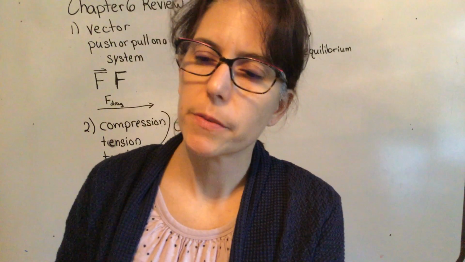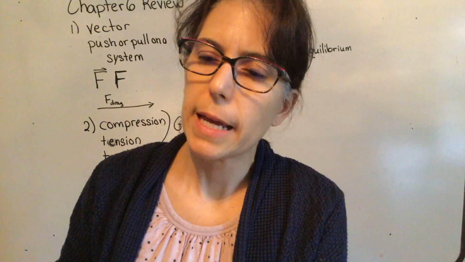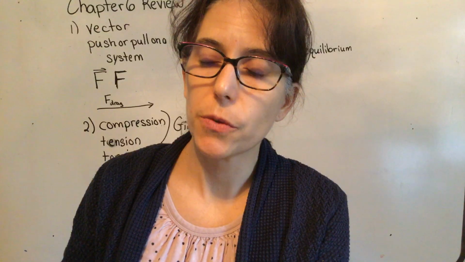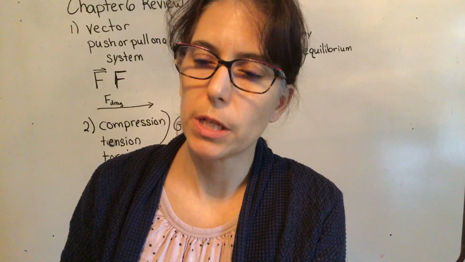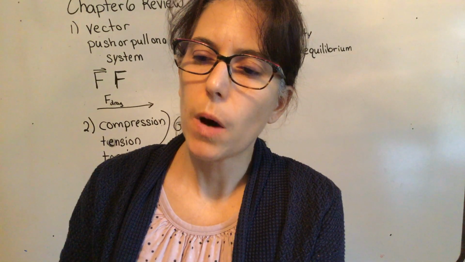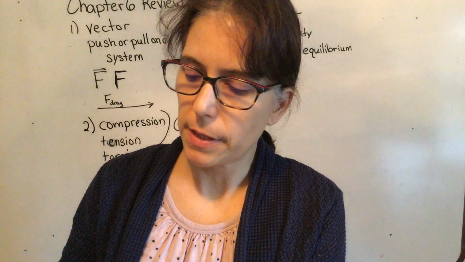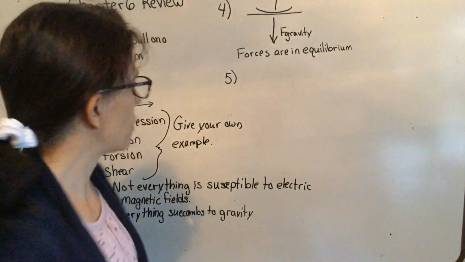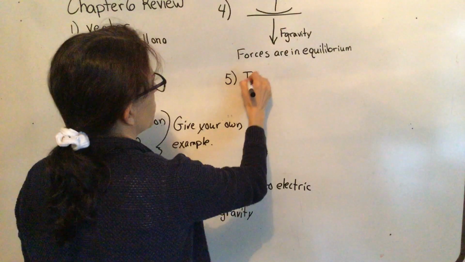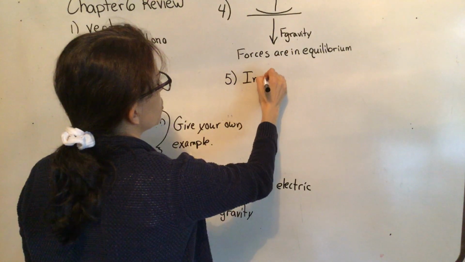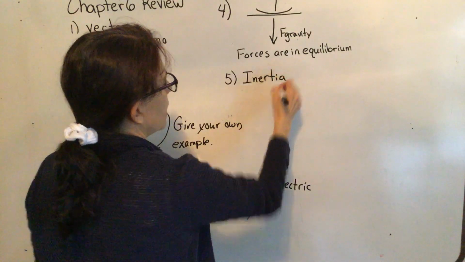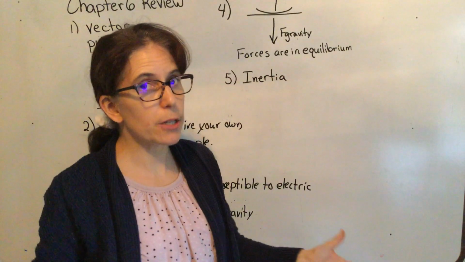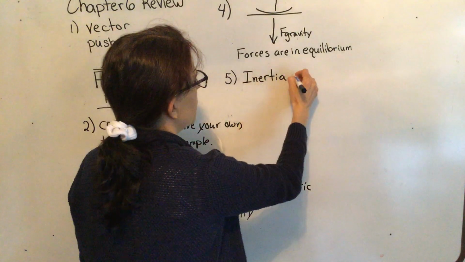Number 5. What is a tendency for matter to continue in its current state of motion, and what quantity is a measure of this tendency? All right, so what is it called? I think you all know the name of it. You call it inertia. And how would you measure inertia? You can't measure it directly, so you measure mass.